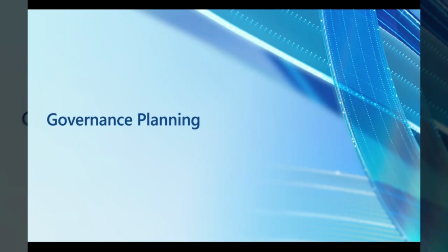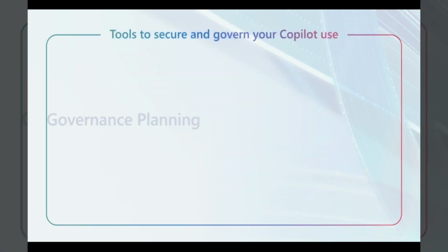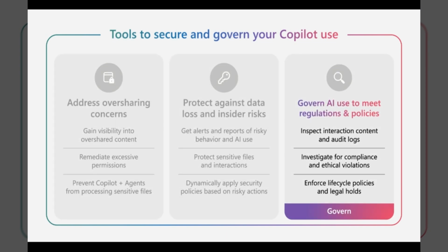All right, so now we're going to move over and talk about governance planning. We've talked about a bunch of different tools that are in play. We've talked about oversharing concerns. We've talked about protecting against insider risk and data loss. And now we're going to talk about how to govern AI use to meet our regulations and policies.